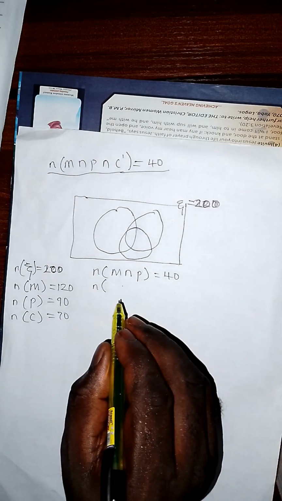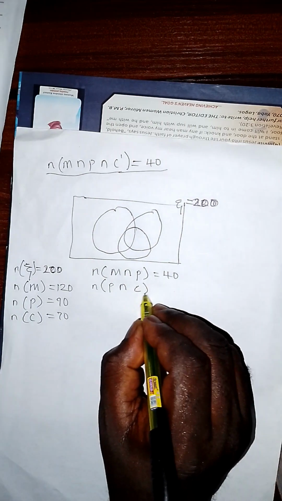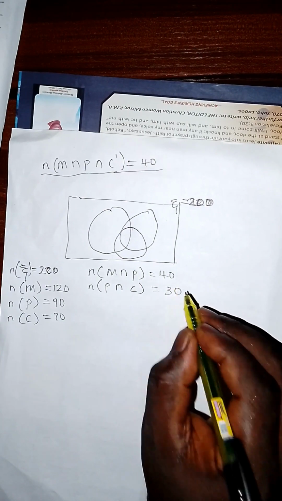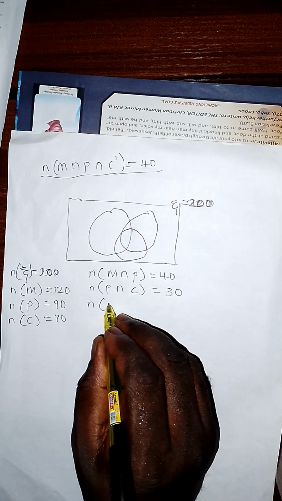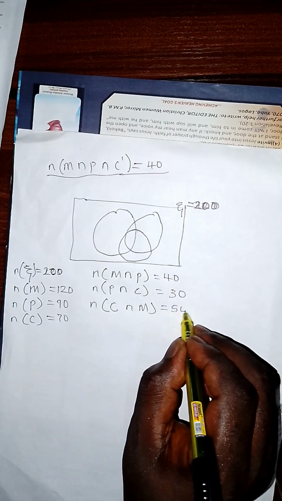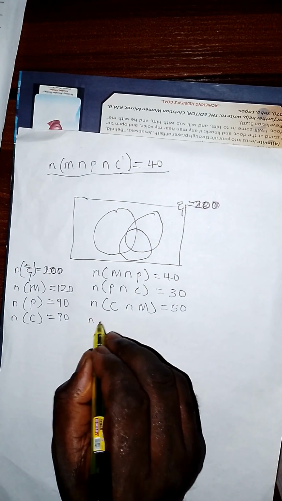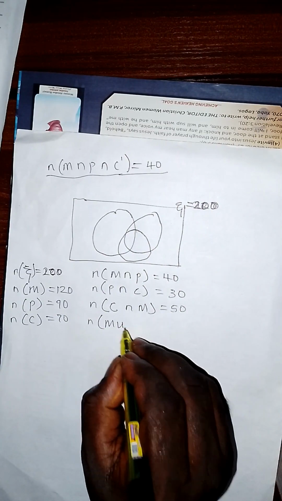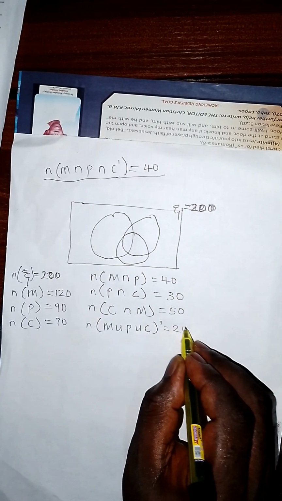Then 30 study physics and chemistry. I'll be rushing the solving now because of time. And then we are told that 50 study chemistry and mathematics. And then the last part says none. 20 study none. That is M union physics union chemistry, complement, equals 20.